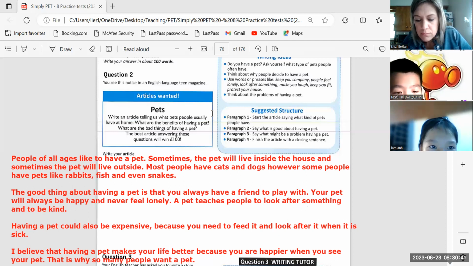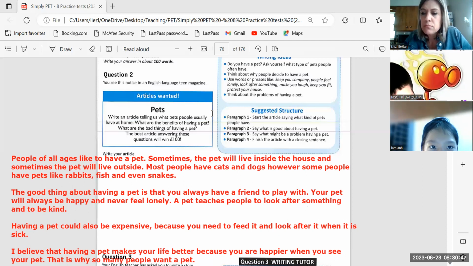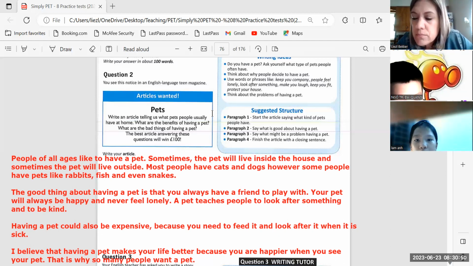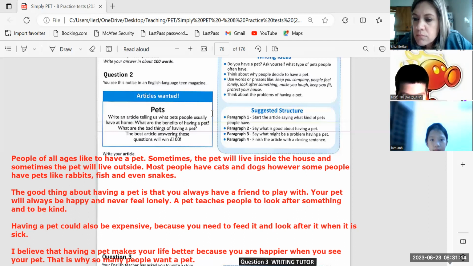The good thing about having a pet is that you always have a friend to play with. The pet will always be happy and never feel lonely. A pet teaches people to look after something and to be kind. Having a pet could also be expensive because you need to feed it and look after it when it is sick. I believe that having a pet makes your life better because you are happier when you see your pet. That is why so many people want a pet.